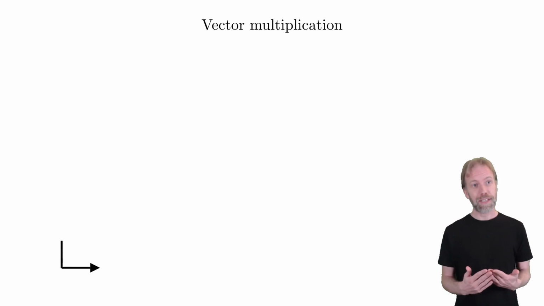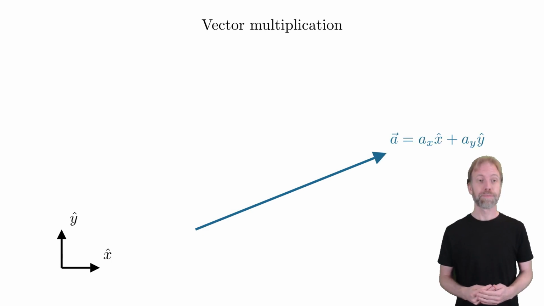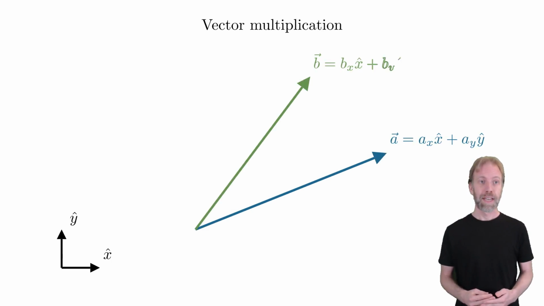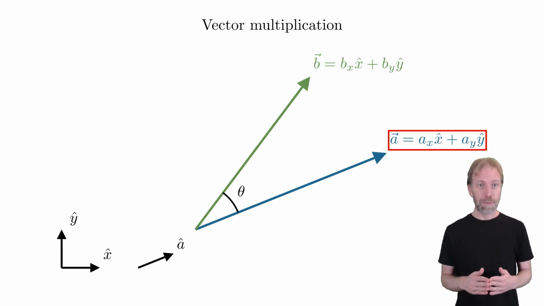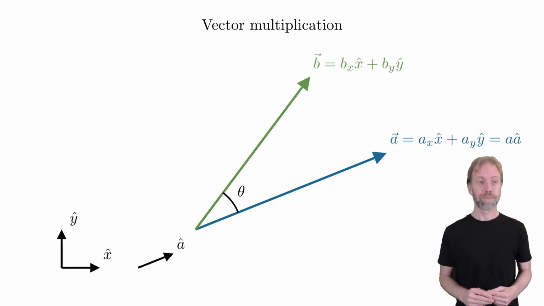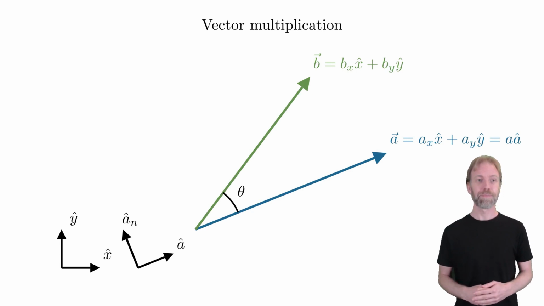Let us start by creating unit vectors x hat and y hat and add two vectors a and b. Call the angle between them theta. I will now introduce the unit vector a hat, where the vector a can be written as its length multiplied by a hat. I will also introduce the unit vector a n hat, which is perpendicular to a hat.